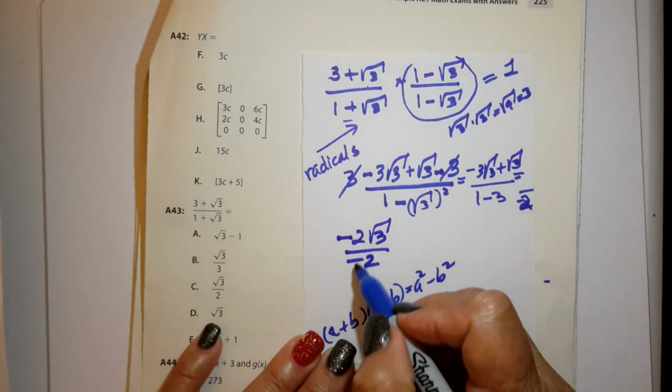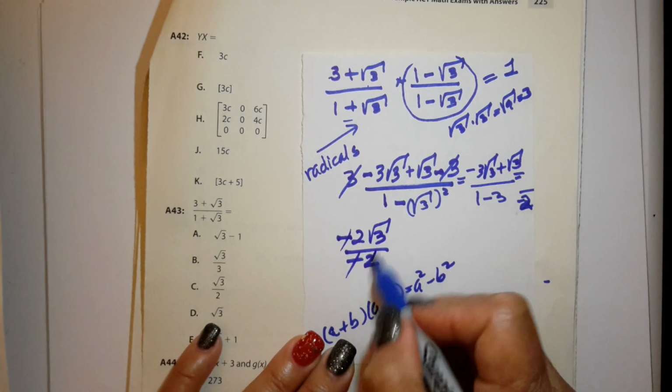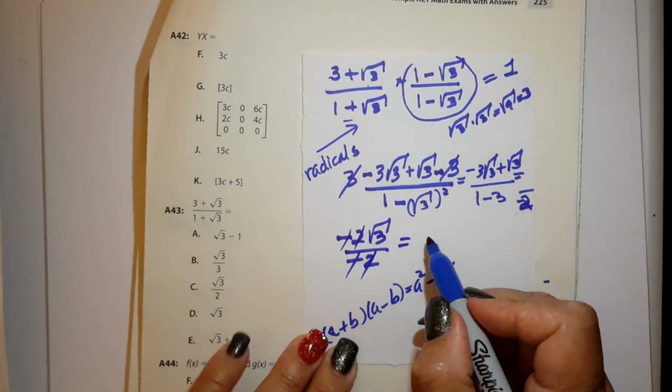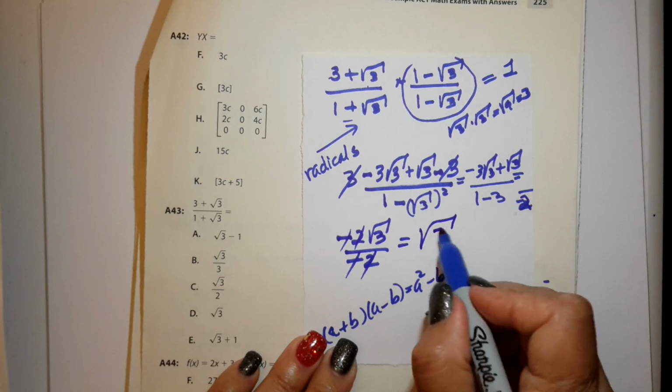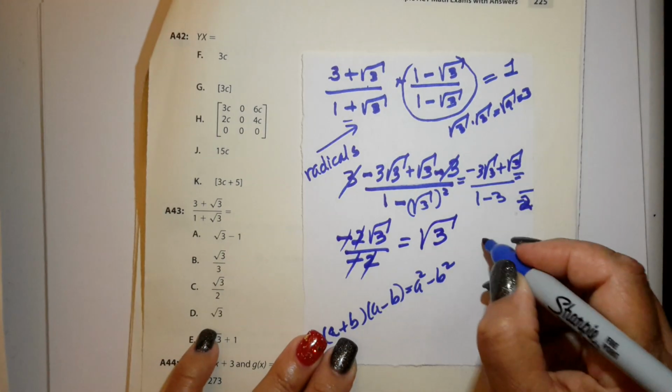And what about this is this negative is going to cancel this negative. This 2 is going to cancel this 2. And my dear student, the answer is simply square root of 3. So the answer is letter D.